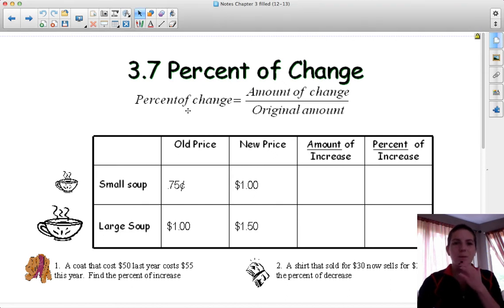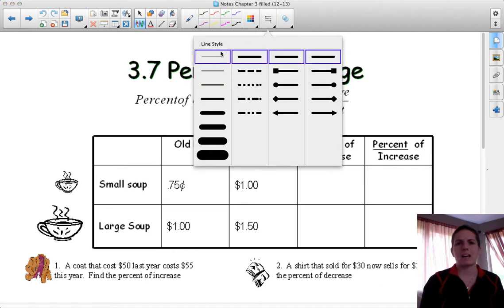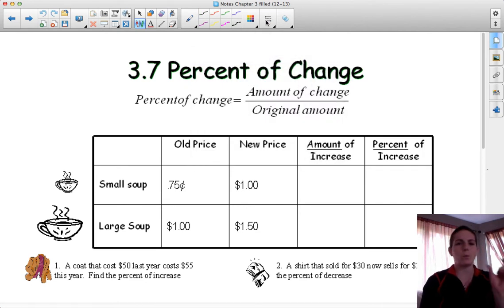All right, so we're going to talk about section 3.7, which is over percent of change. It's a little bit different from the part we talked about on Friday because it has an increase or decrease. We're talking about what is that change? What percentage does it represent?